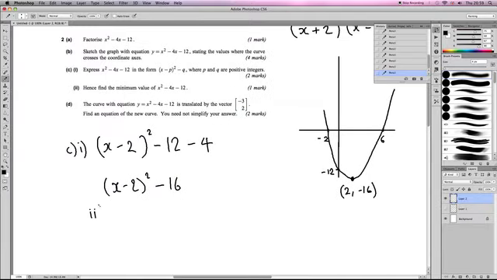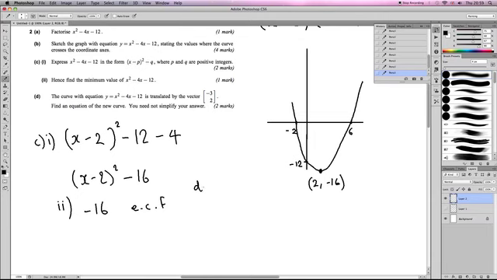Part 2, it's asking us for the minimum value. The minimum value is just the number at the end, so the minimum value is -16. You can get error carried forward here, so if you mess this bit up, so long as you follow through, you'd get that mark. Question D, it's now this thing here, and it's being translated by this vector here.